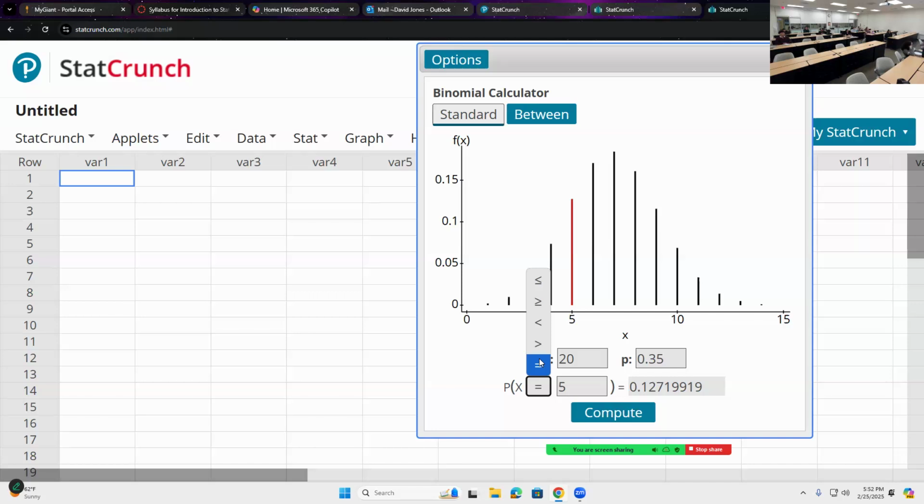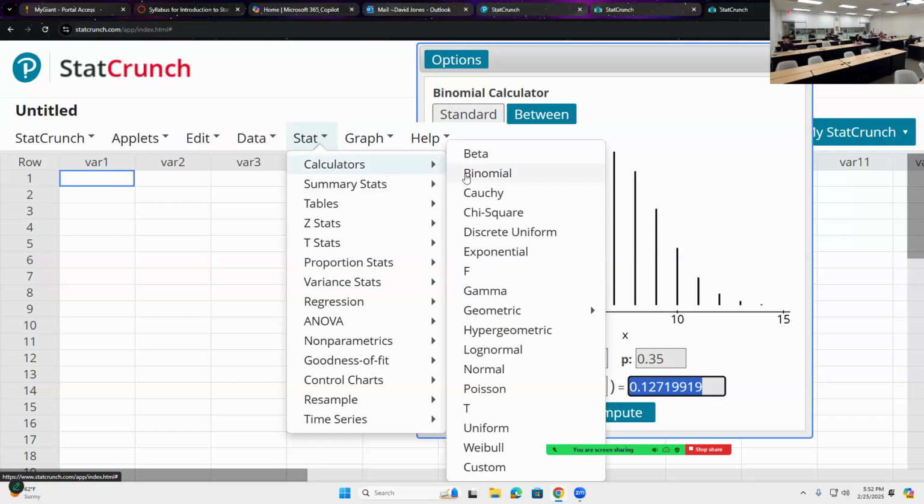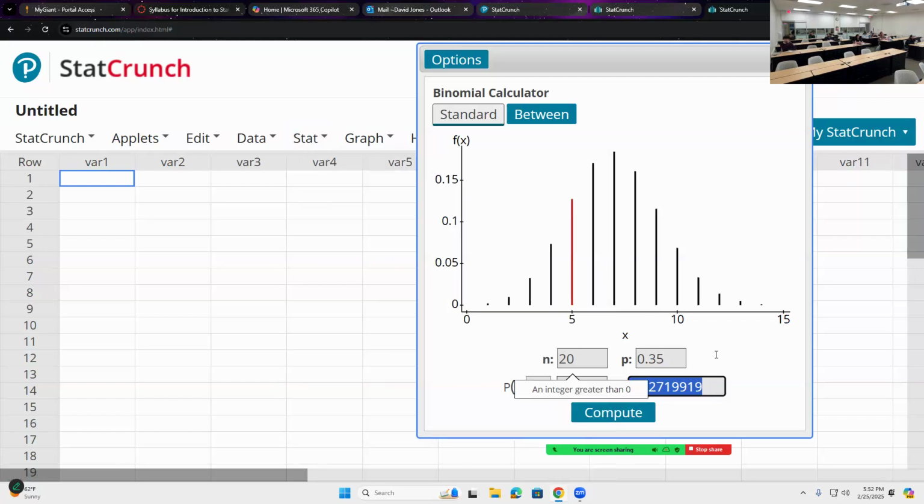If you think that you're doing less than and you see all the red lines are higher than, that's not less, that's more, so you've got your inequality wrong. But isn't that what we just got on our calculator? Real easy, right? Stat, Calculators, Binomial. All you have to do is enter in n, p, and x and the right inequality symbol, click compute, and it does all the work for you. Handy.